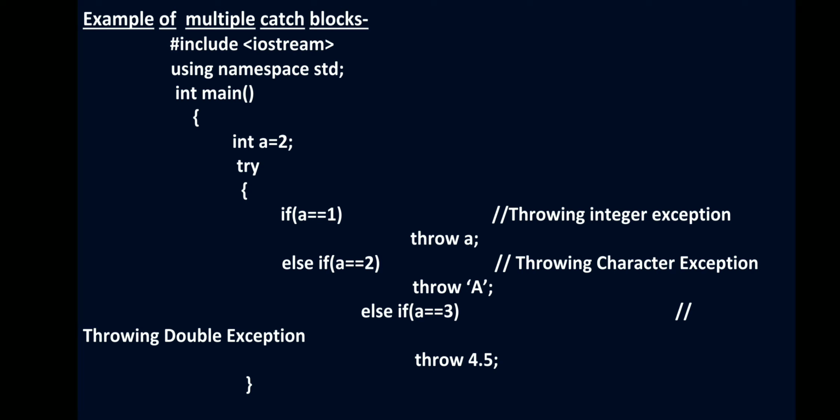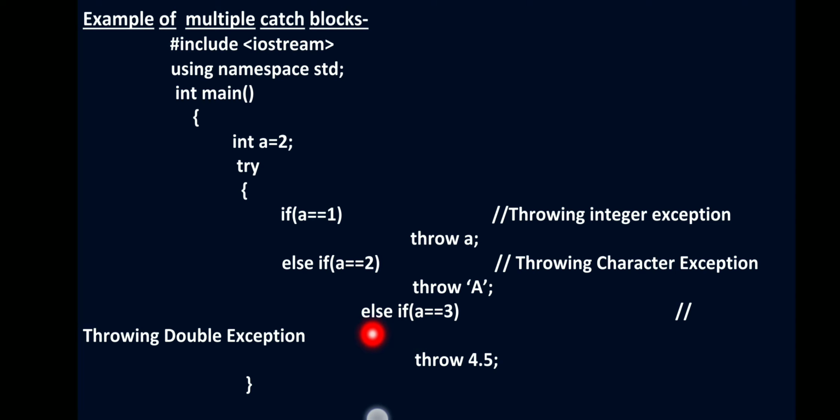In this example, I have taken a variable called a, and initially the value of a is 2. I have assigned the value of a as 2. Okay, and I'm writing a try block. In this try block, I have 3 conditions. First condition is if a equal to 1, then throw a. That means a is an integer value, so I'm throwing an integer exception. Else, if a equal to 2, then throw capital 'A' within single quotes, that is a character constant. So I'm throwing a character exception.